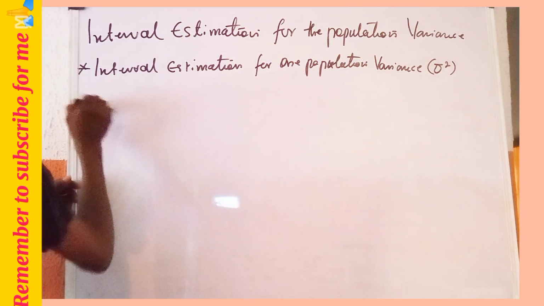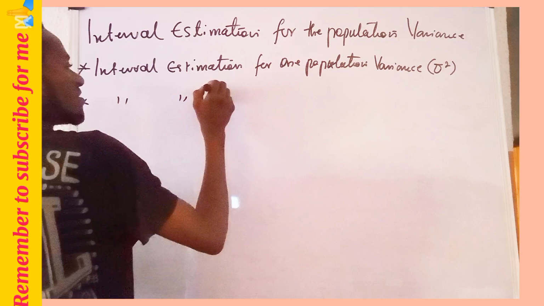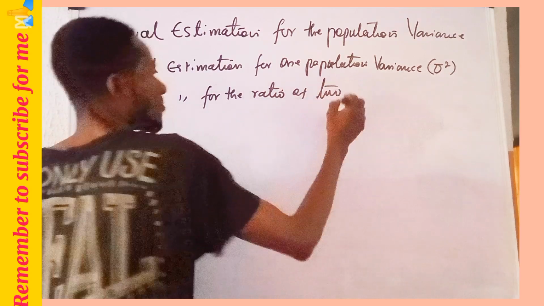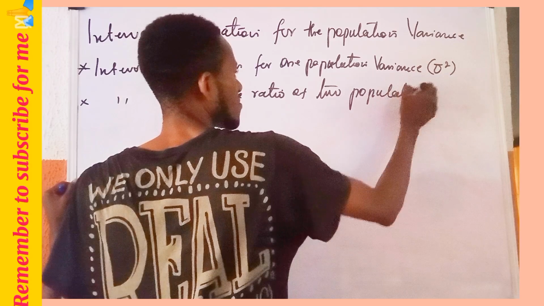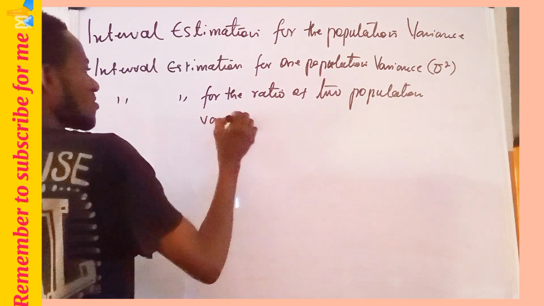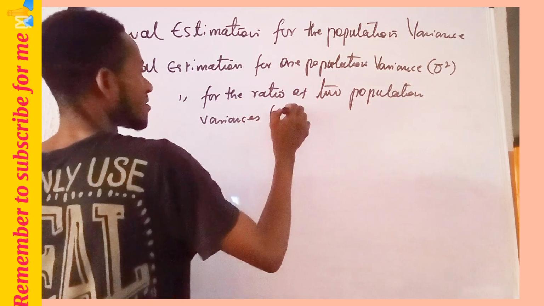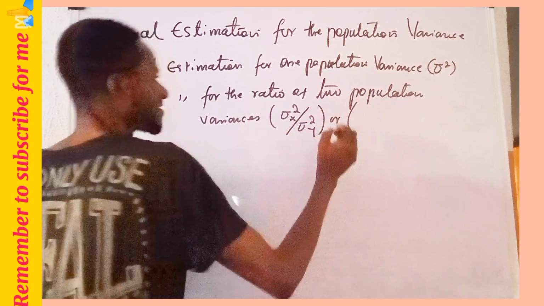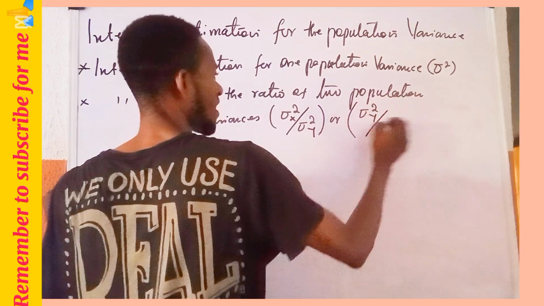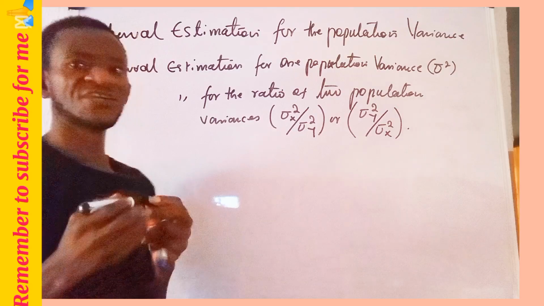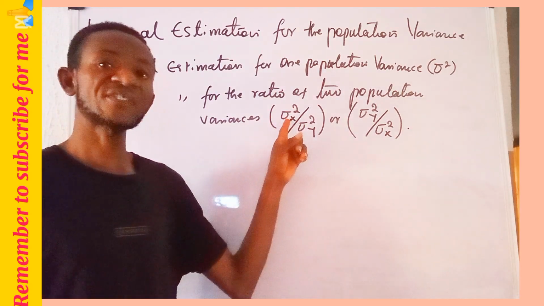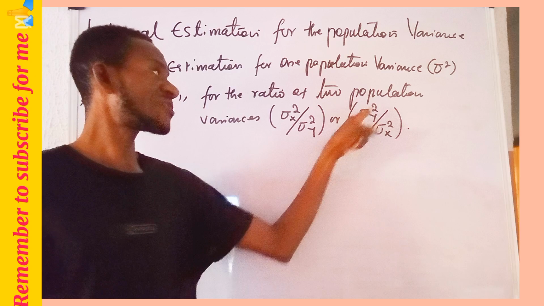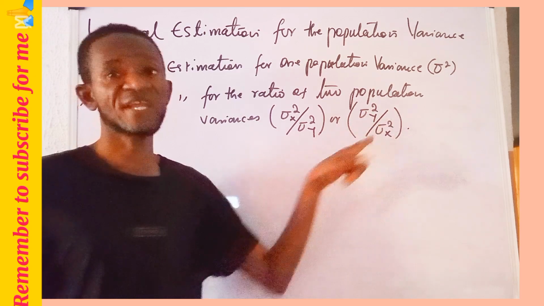The second one is interval estimation for the ratio of two population variances, which can be written as sigma squared of x over sigma squared of y, or as sigma squared of y over sigma squared of x. The ratio we mean here is the variance of a random variable x divided by the variance of the random variable y, or the variance of y divided by the variance of x.